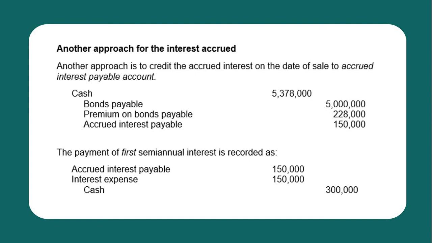So another approach for the interest accrued, pwede ra siya i-credit sa accrued interest payable. And then when the first semi-annual interest payment happens, the way that we are going to record the first payment will be as follows. So debit accrued interest payable, 150,000. Debit interest expense, 150,000. And credit cash at 300,000.